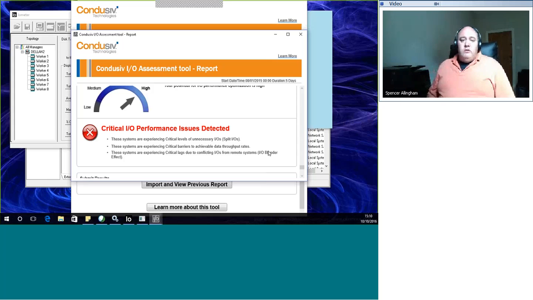So this is a very good tool to answer the question, do you have a storage performance problem? And if you do, what are those problems? What machines are they occurring on? And at what time of the day?